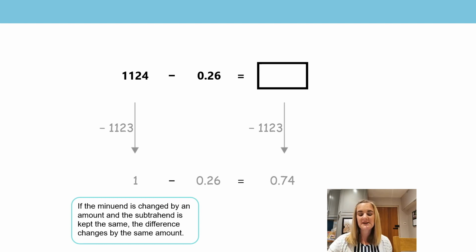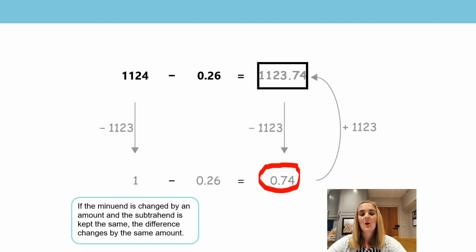So we dropped it down originally by 1,123. So to use our related fact, our 0.74 here, to use that to help us with the original calculation, we now need to increase by 1,123 to get us back to help us with our original calculation. So our answer to 1,124 subtract 0.26 is 1,123.74 because we've used that related fact.